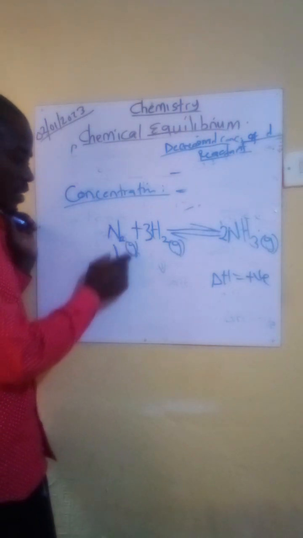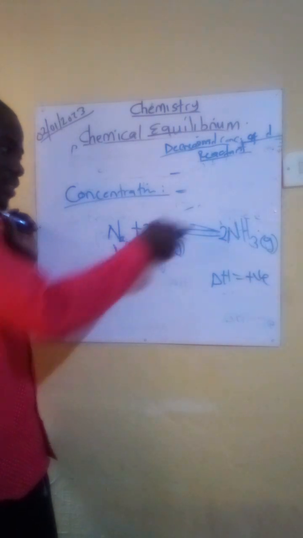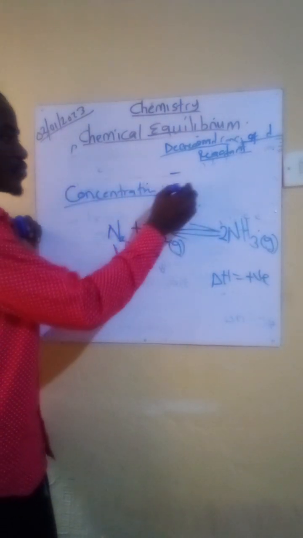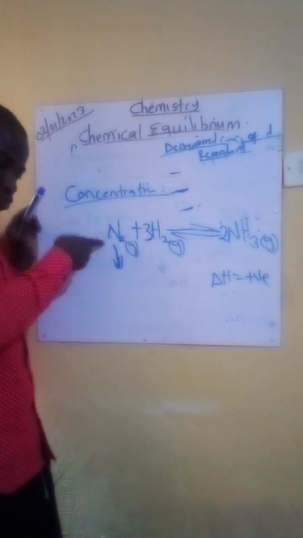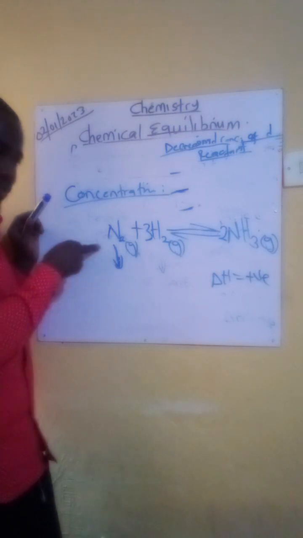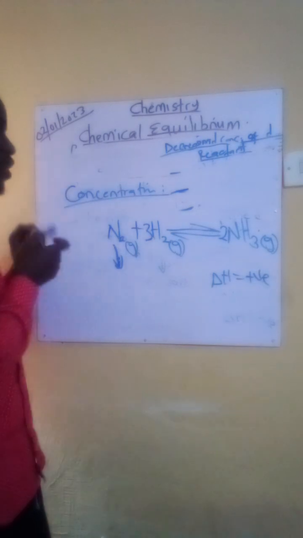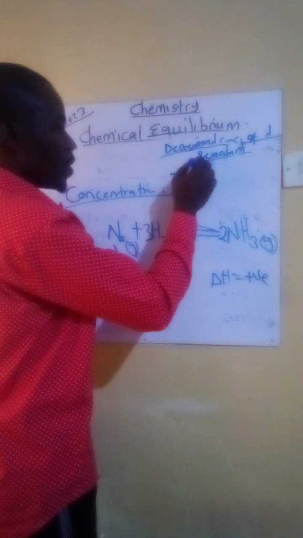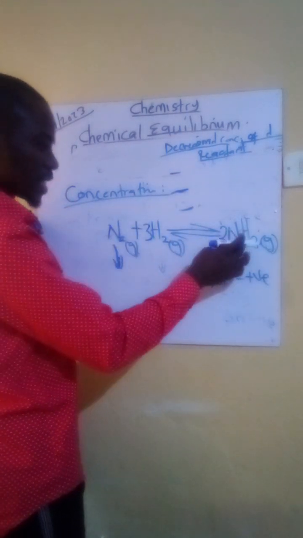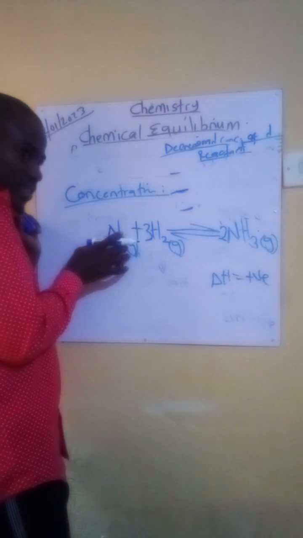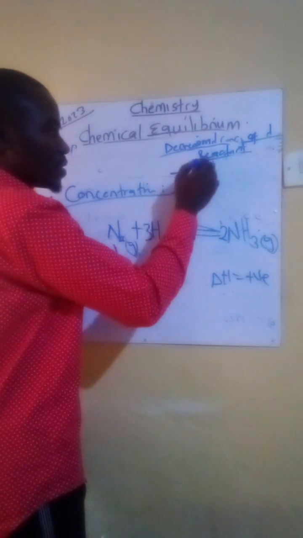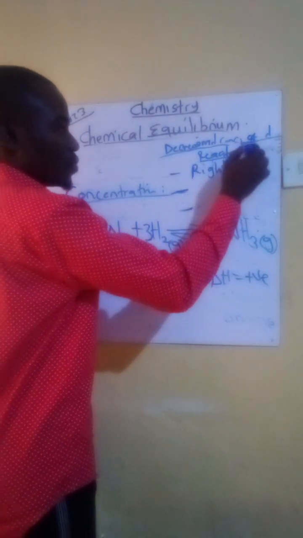So if you are removing any of the reactants, the reaction will favor where you are removing. That is what is happening. When you are removing, that's where the reaction will favor. So favor, that means it moves from where? Right to left, because it's favoring left. You see it moves from right to left.